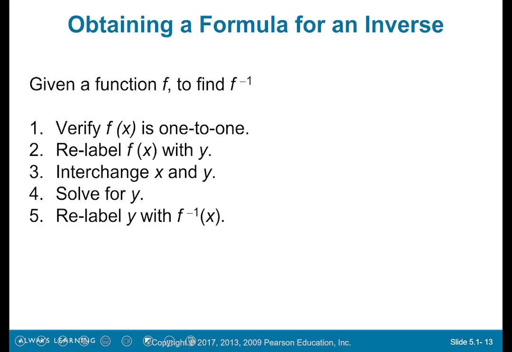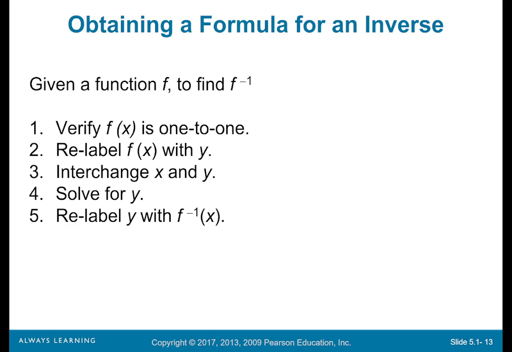So if we're given a function f and we want to find f inverse, these are the steps to do that. We want to verify that f is one-to-one first. We want to relabel f with y just to make it a single variable. We're going to interchange our x and y, and then solve for y. Lastly, we're going to answer the question by giving it back with f inverse of x in place of y, and we're going to have the answer at that point.